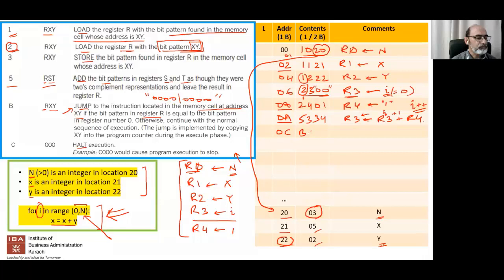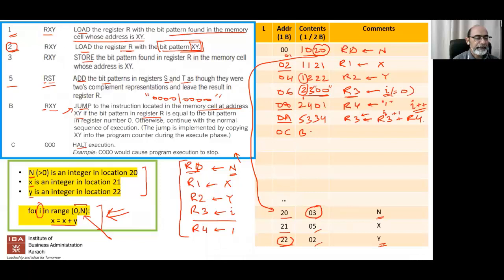So let's say, what's the total code? B30, is that what you're saying? Yeah, but I'm not sure if we have to make another register or not. Let's try to do that. So what is being said is that we're trying to compare. We're saying jump if register 3 is equal to N. Basically, that's what you're saying, right?